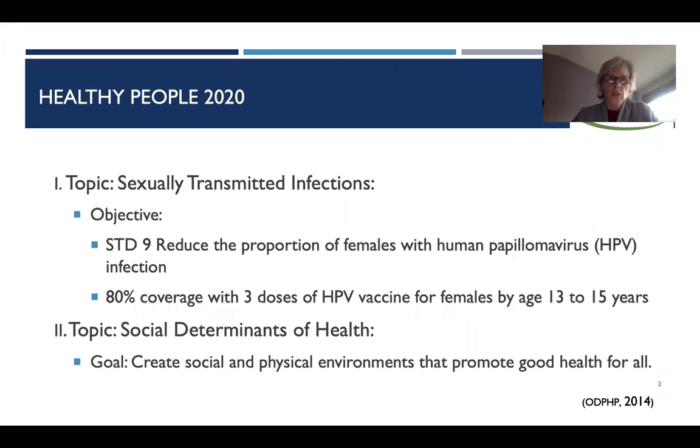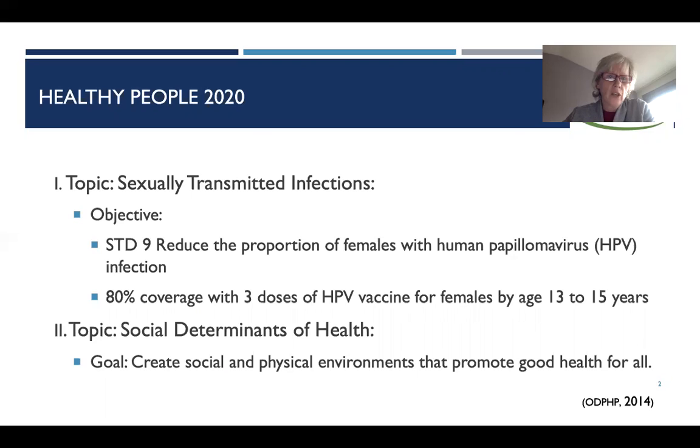So our goal was to choose a Healthy People 2020 topic and really focus on the impact to public health on this topic. So the overarching goal of Healthy People 2020 is to attain high quality, longer lives, free of preventable disease, disability, injury, and premature death, and achieve health equity, eliminate disparities, and improve health outcomes of all groups.